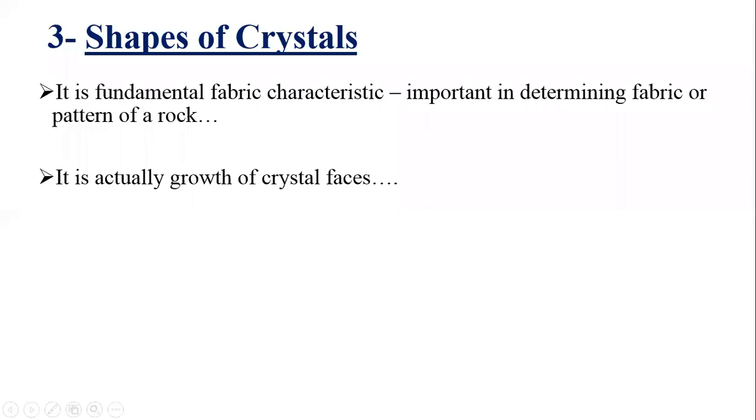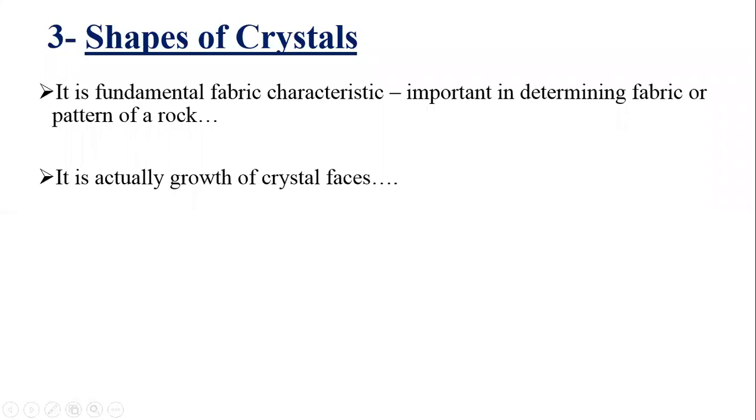Hello dear students, our today's lecture is a continuation of our previous lecture of Igneous Petrography. In the previous lecture, we discussed the two parameters that affect the texture of igneous rocks. One parameter was crystallinity while another was granularity. Today we are going to discuss the third factor that affects the texture of the igneous rock. The third factor is the shape of crystals.